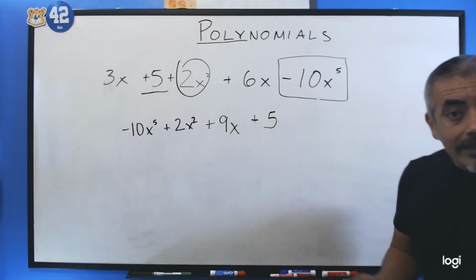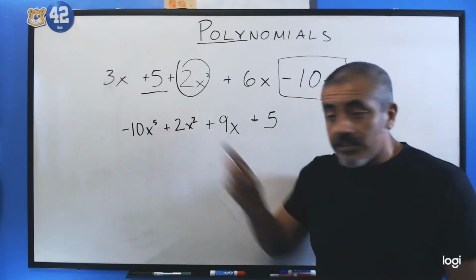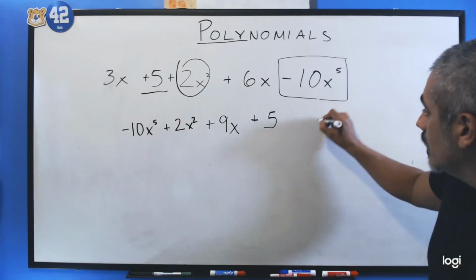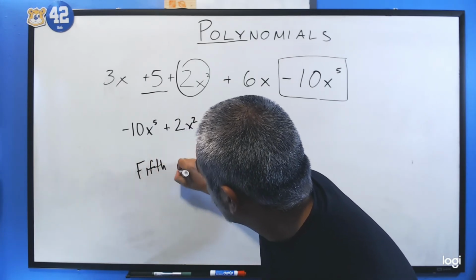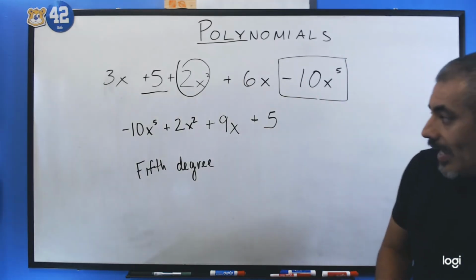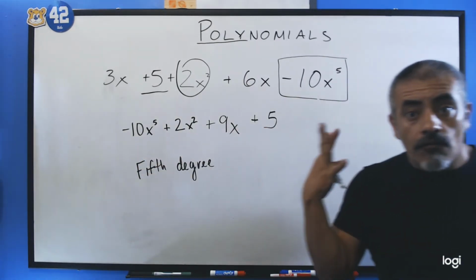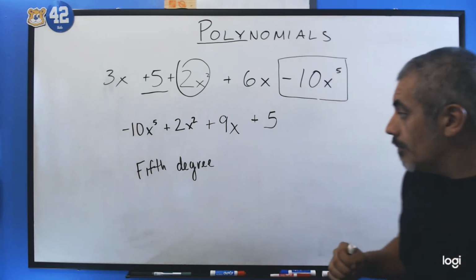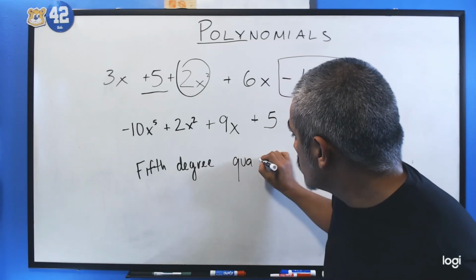And if we had to identify this, first we have to find the highest degree. The highest degree is 5, so this is going to be a 5th degree polynomial. And how many terms does it have? Well, I see 1, 2, 3, 4. So it's a 4-term polynomial, or a quadrinomial. So it's a 5th degree quadrinomial.